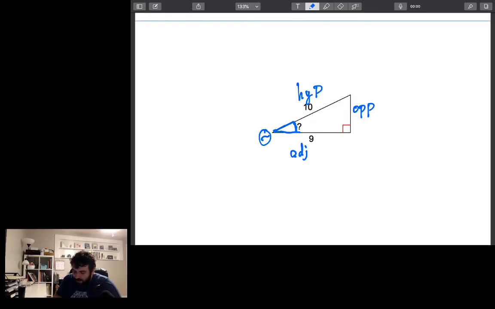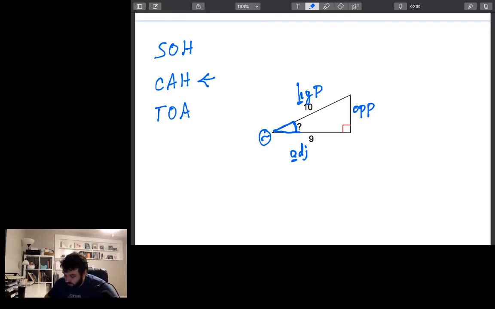If I think back, we'll just go with the acronym SOHCAHTOA for some easy notes. If I look back to this, I've got the adjacent with a number, I've got the hypotenuse with the number, which means I'm going to use cosine. We'll set that up very simply because the cosine of theta is adjacent over hypotenuse. Don't need the opposite labeled here.